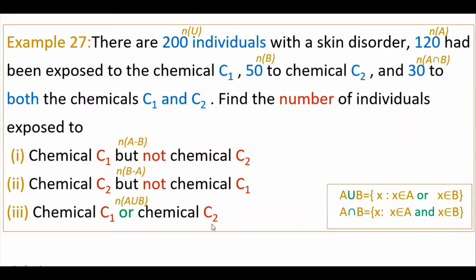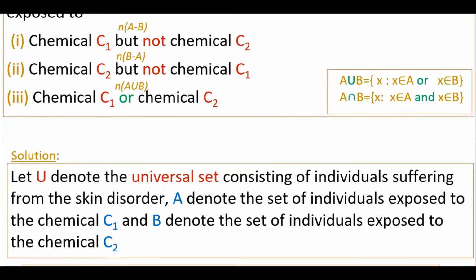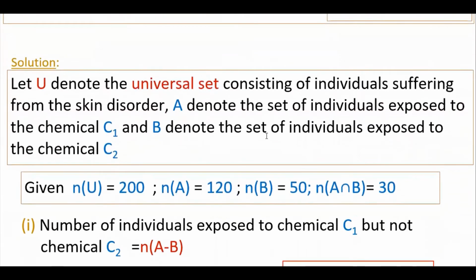And here, C1 or C2. So if you see here, X belongs to A or X belongs to B, that means you have to find N of A union B. So you have to find these three values. So first write all the sentences here. You have to assume like this and write the given values here.